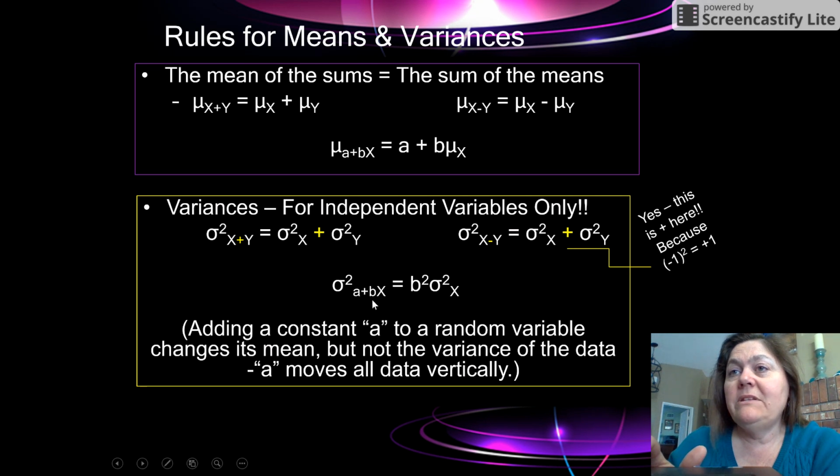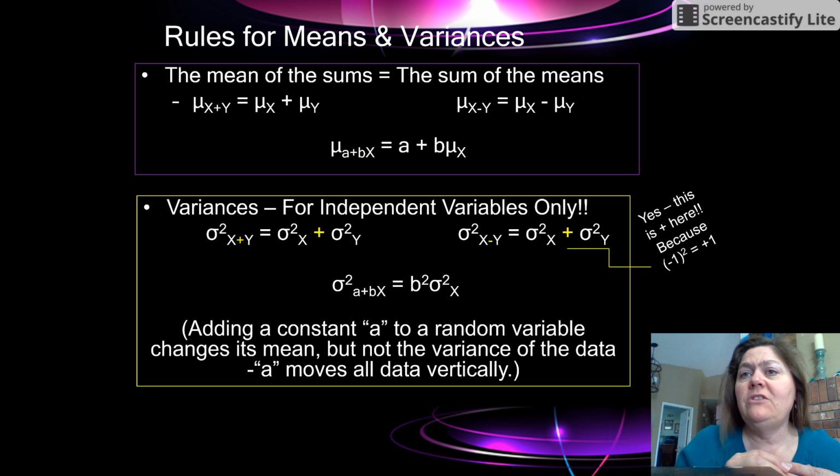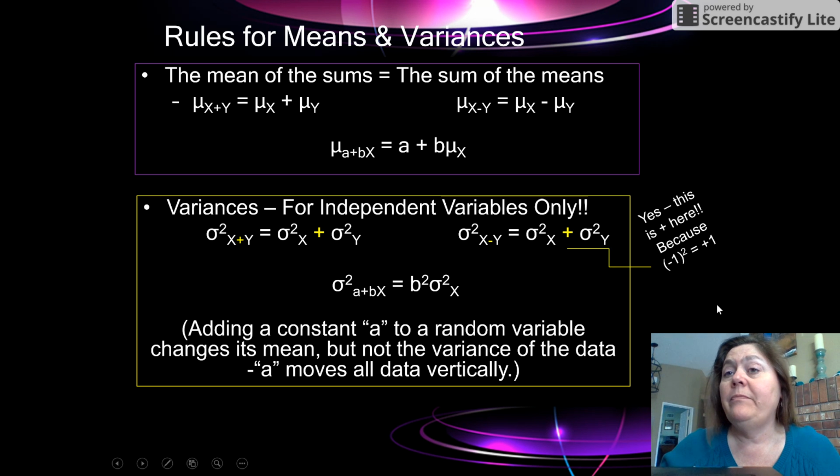The variance of a plus bx is also weird because it's just going to be b squared times the variance of x. If you recall, when we're taking our mean, adding a constant to the entire data set just moves the data up vertically, but the variance, the change within the data, does not change, okay? So that's why it says here, adding a constant to a random variable changes its mean, but it will not change the variance of the data, because a just moves that data all the way up vertically, but the difference between the points is still the same, okay?